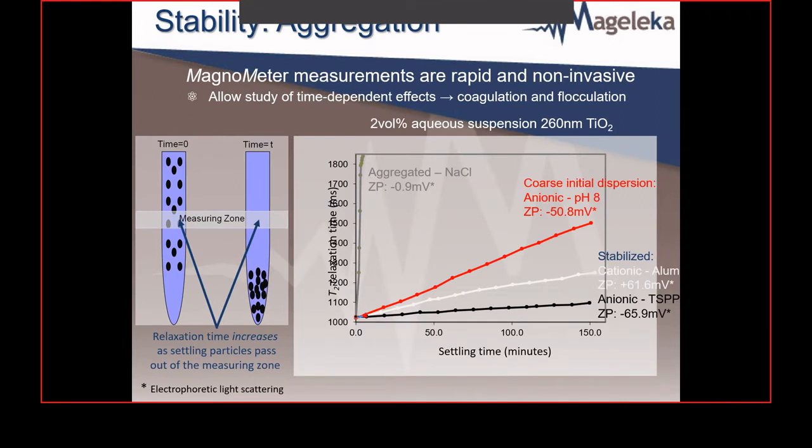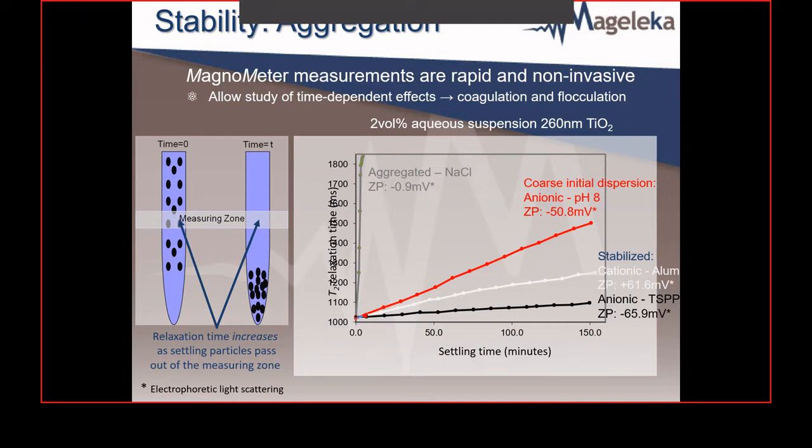What about aggregation? Controlled coagulation and flocculation are used to create specific structures in suspensions, such as paint, but also for removal of unwanted solids in, for example, wastewater treatments. Here I'm just going to show some simple examples of aggregation and de-aggregation.